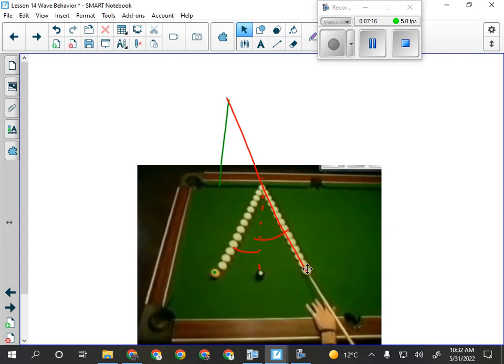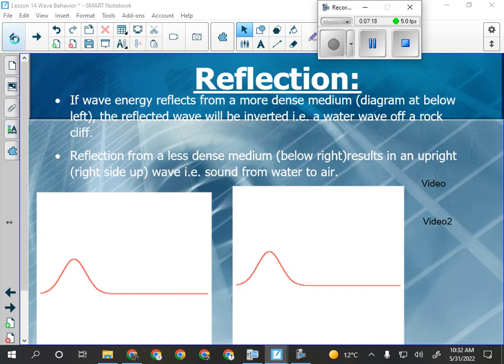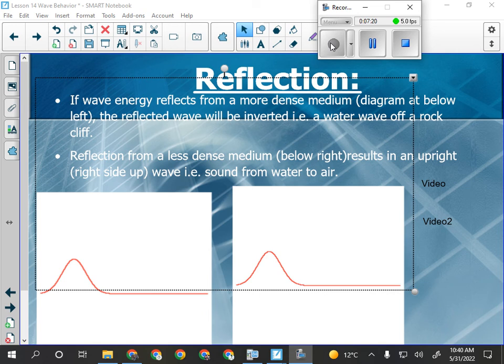I'll show you a couple of videos here on reflection. We said yesterday that properties of a wave change when it enters a new medium. Speed changes, wavelength changes, amplitude changes, and direction can change. Reflection is an example of waves changing direction. They're reflecting off a surface. They don't go into that new medium, they just reflect off of it, and we can change their direction because of that.